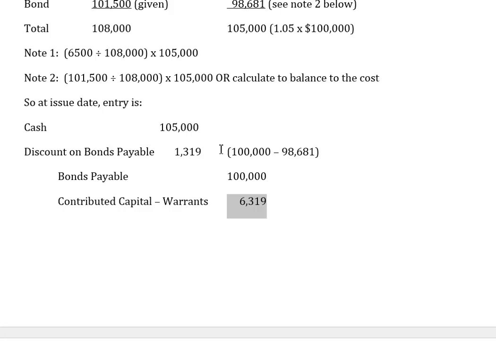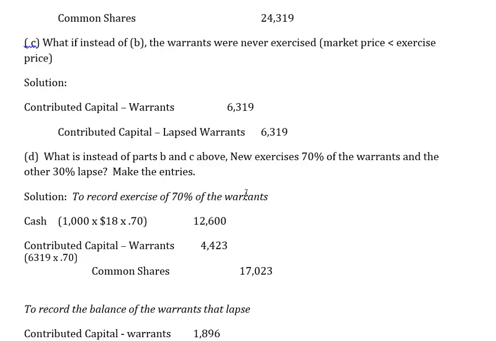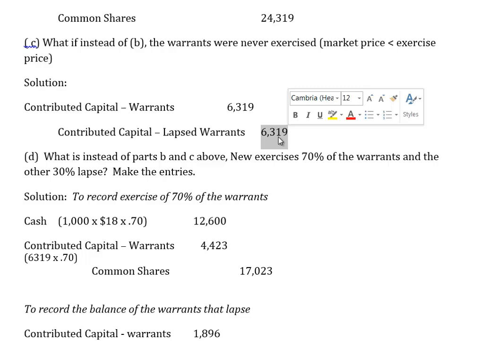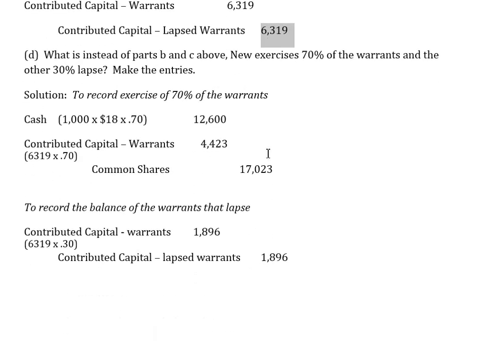The investor took a gamble. They thought that the market price would rise above the exercise price, so they took the deal. But that doesn't mean we're giving them back their money. If they chose not to exercise, for whatever reason, the warrants lapse. So this $63.19 now represents contributed capital on lapsed warrants, which means that's money we were paid, part of the $105,000 that the investor's not getting back. Easy Corporation's keeping it.